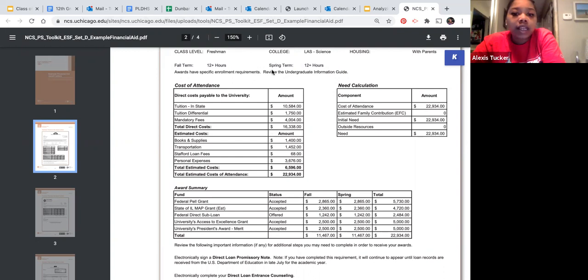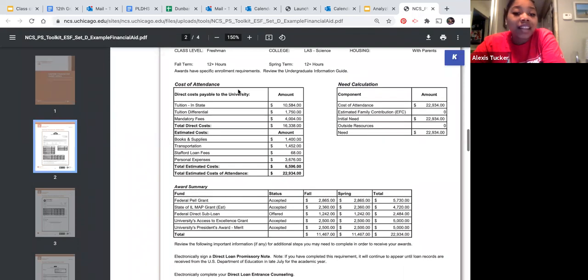Definitely. I'm really glad we're looking at this one because there are a couple of things that stand out. Here you'll see where the fall term says 12 plus hours and spring term also says the same 12 plus hours. This means that this student is a full-time student. If you take less than a certain amount of credits, I believe it's usually less than 12 or less than 9, you're considered a part-time student.